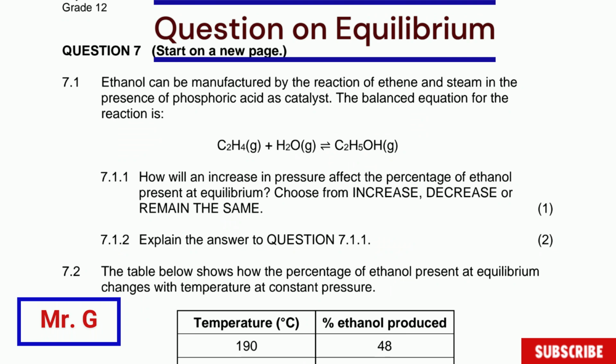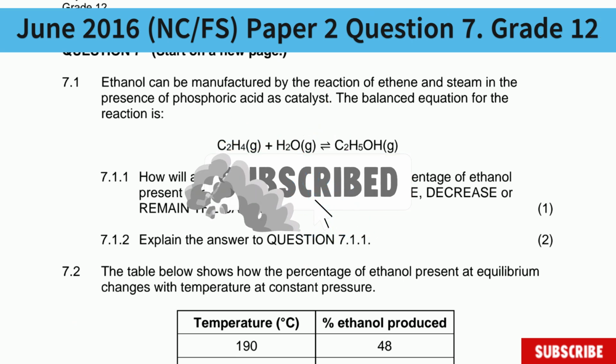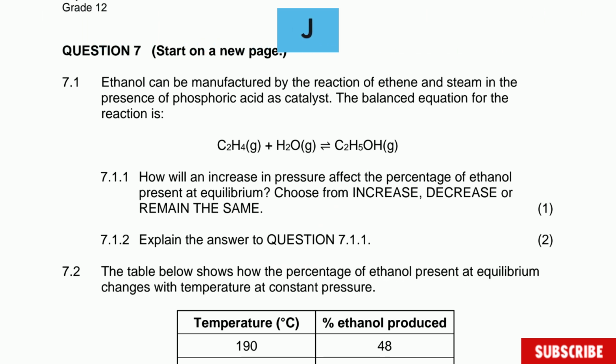This time is another question on equilibrium. It's question 7 from June 2016, done at the Northern Cape and the Free State province. This question says ethanol can be manufactured by the reaction of ethene and steam in the presence of phosphoric acid as catalyst. The balanced equation for the reaction is given there.